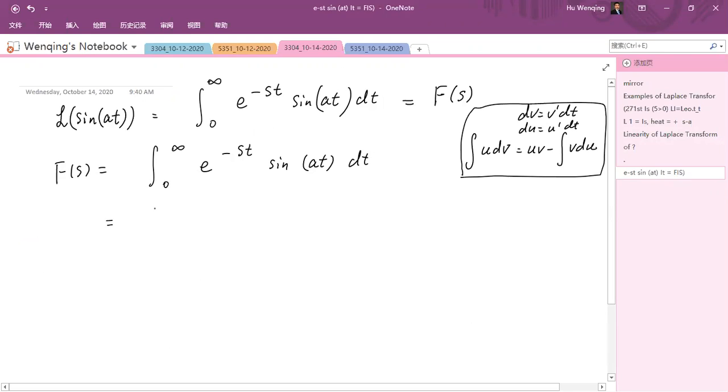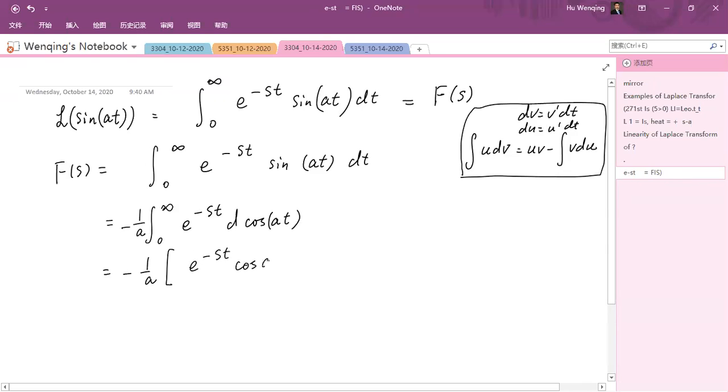In particular, for this one, you can see that the integral from 0 to infinity of e to the power minus st d of cosine of at. Because the derivative of cosine is minus sine, you want to have minus 1 over a in front of your calculation. Is that good, family? In that case, you can start to use integration by parts. So it's e to the minus st multiplied by cosine of at, where you set t equal to infinity and t equal to 0, because this formula is for indefinite integrals, so you have to work with definite integrals.